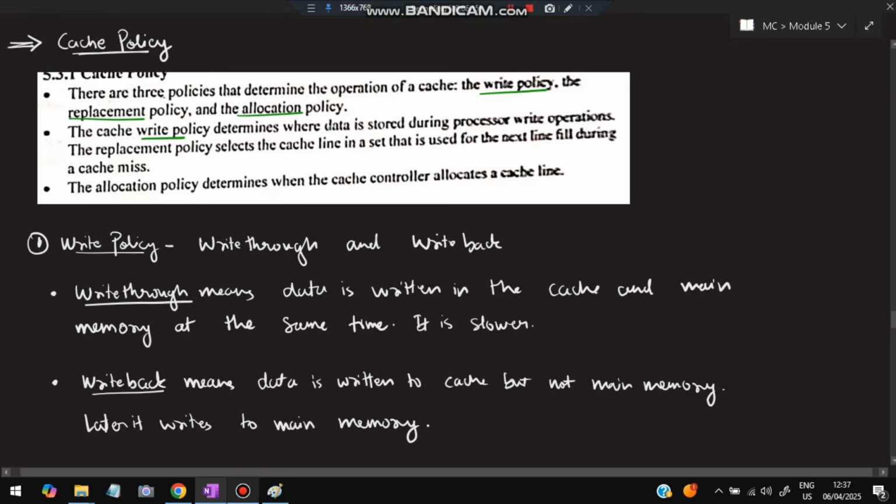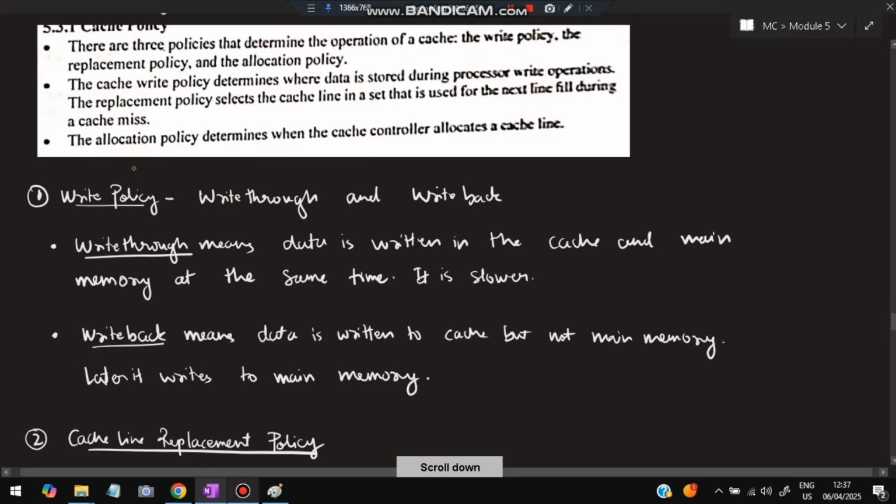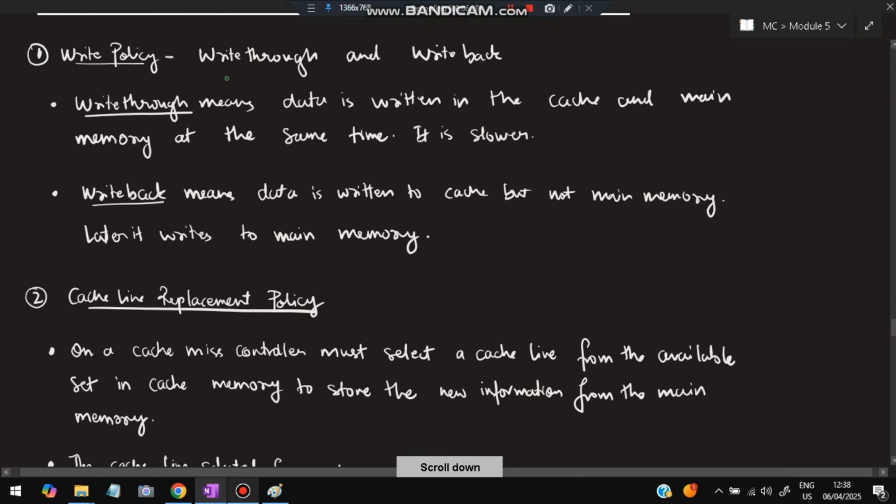The write policy determines where data is stored during the processor write operations. Where should data be stored? It is to be stored in the cache, or in the main memory, or in the write buffer. So for the write policy, write through is there and write back is there. Through two methods we write the data.